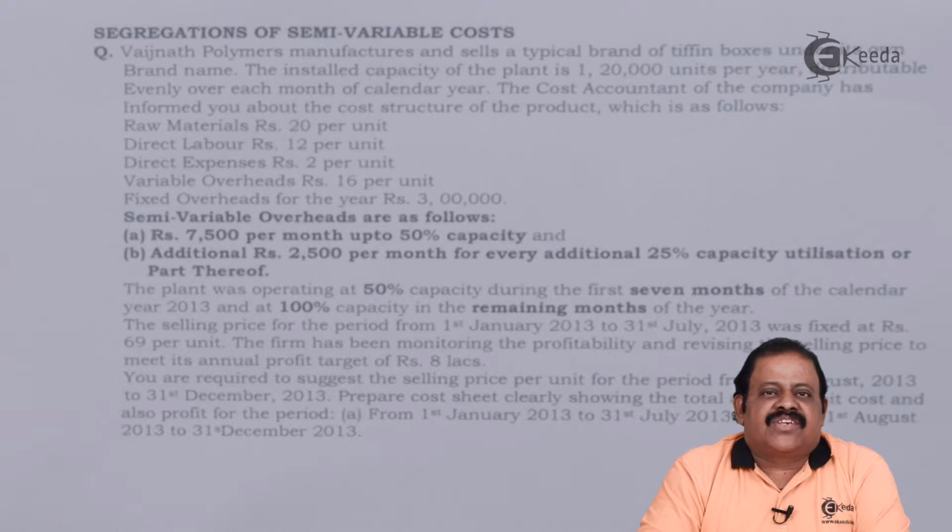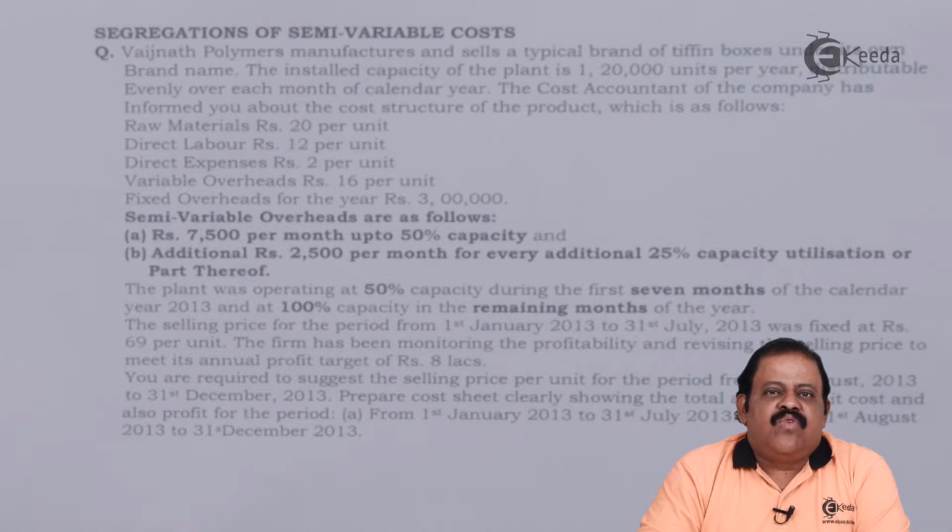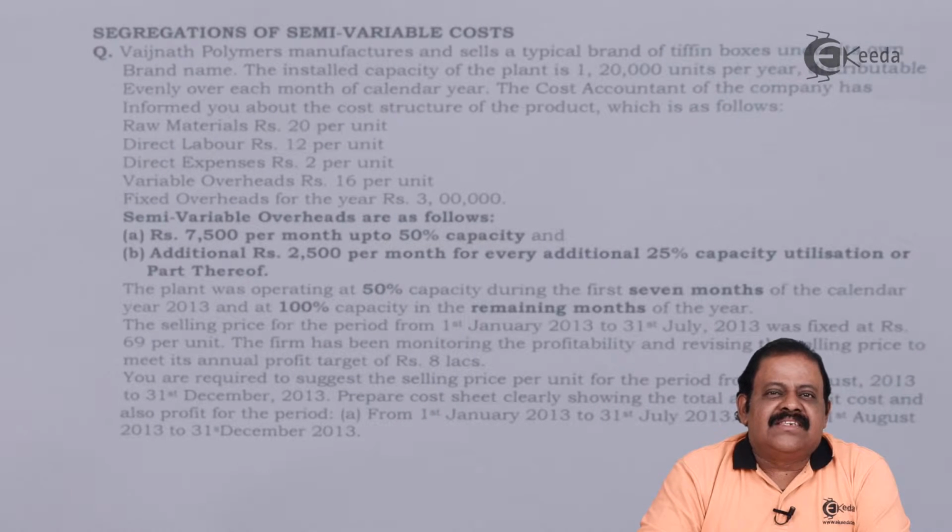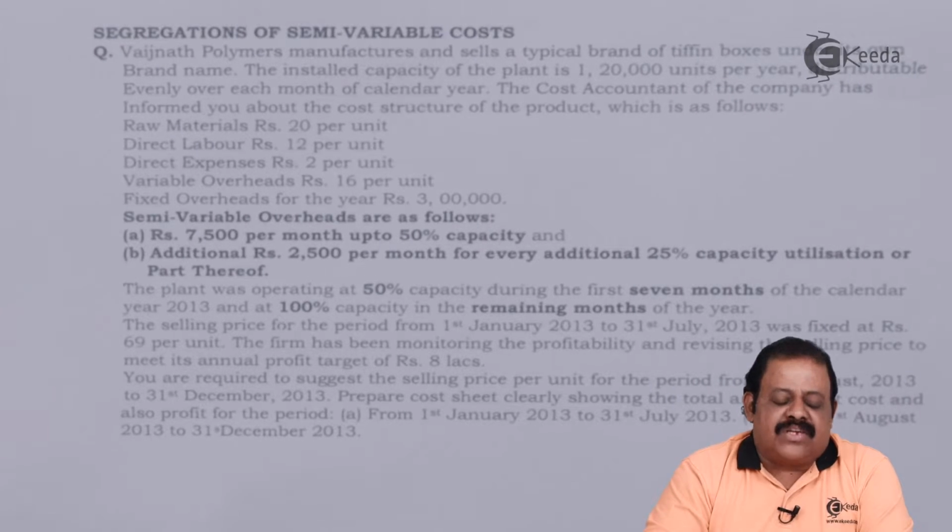In relation to production, it will be in terms of units produced. For example, installed capacity is 1 lakh units of shirts per month. That is installed capacity. If I produce only 50,000 shirts, then it will be said that I am using 50% of installed capacity. As installed capacity utilization differs, accordingly variable cost and fixed cost may also vary. That we are going to understand in this sum. Let us read the question.